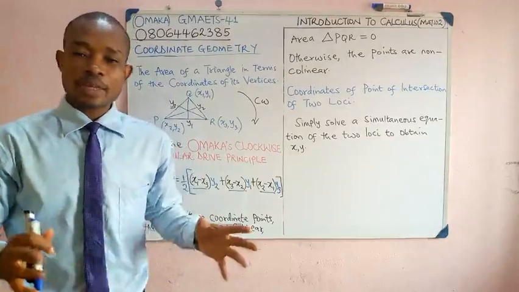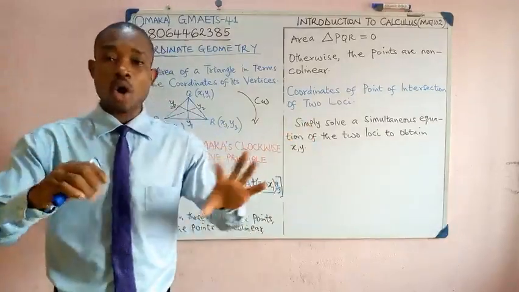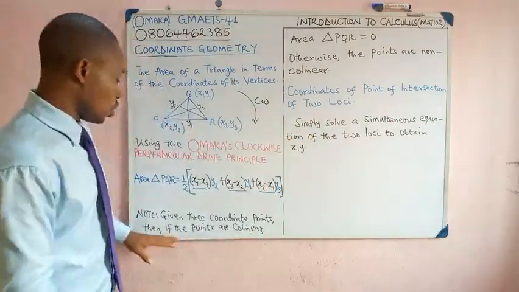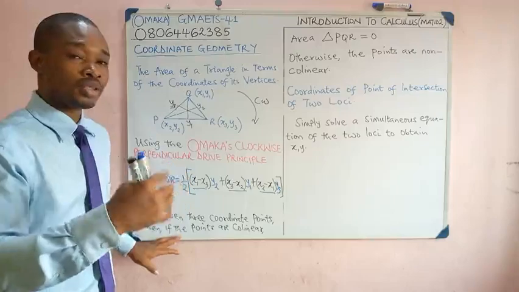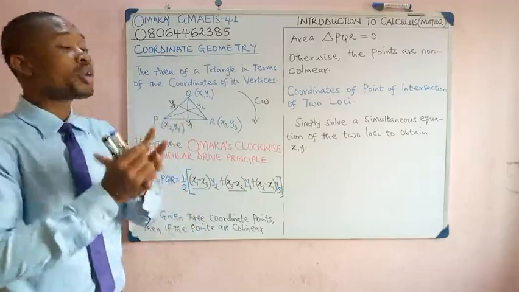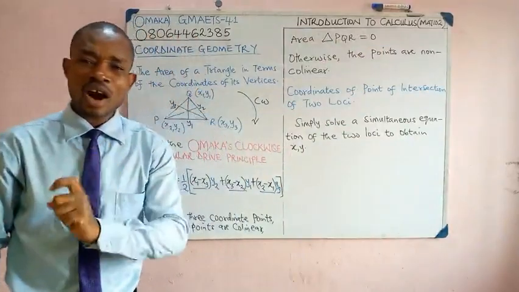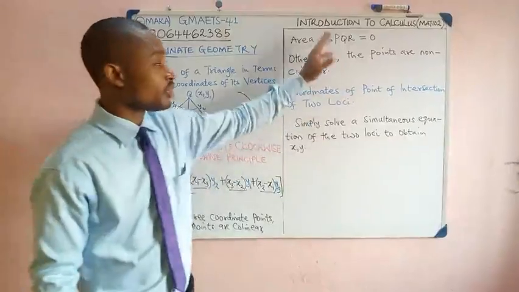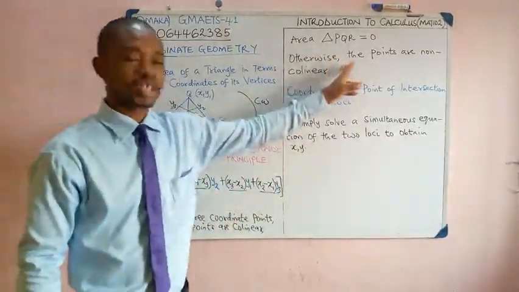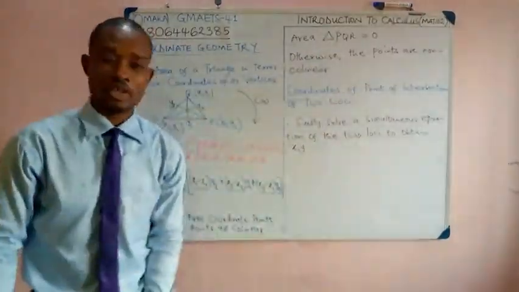Quickly, how do you find out whether points are collinear or non-collinear? You see this note here. If you have 3 or more points being collinear, then picking 3 points from there and solving the area of the triangle, you're expected to get what? 0. But if they are non-collinear, if you solve the area of the triangle using this formula, you won't get 0. Then you can say that they are non-collinear.